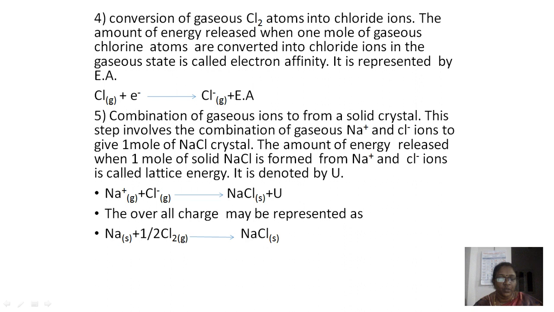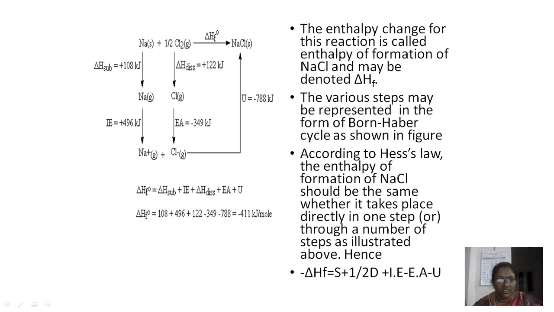Here is the equation. Na plus and Cl minus in their gaseous state combine together, leading to the formation of NaCl in a solid state. So the overall reaction may be represented as Na plus half Cl2 gives NaCl crystals. This is the cycle, and the amount of energy required for each reaction is given here. The enthalpy change for this reaction is called the enthalpy of formation of NaCl and may be denoted as delta HF, and it is given here, that is Na plus half Cl2 gives NaCl. This is called enthalpy of formation.